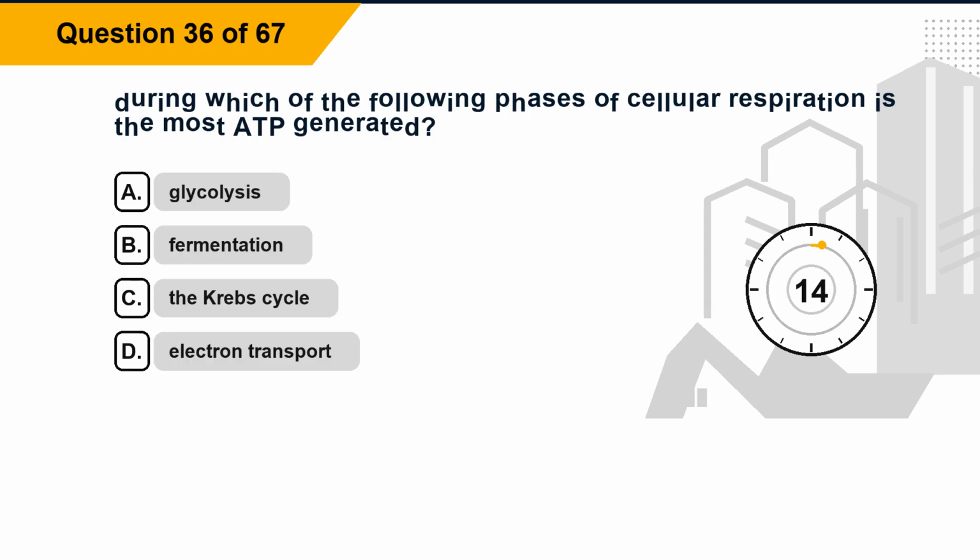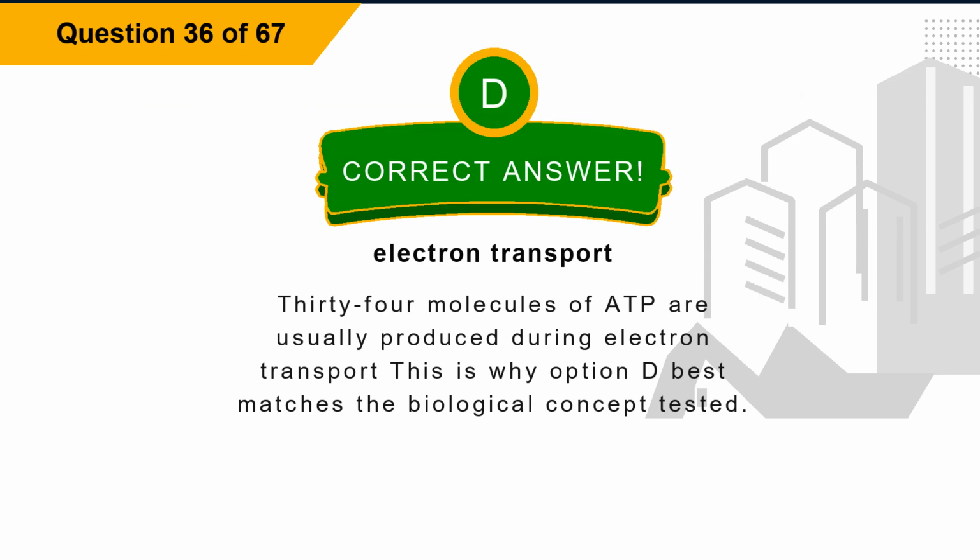Question 36. During which of the following phases of cellular respiration is the most ADP generated? Option A, glycolysis. Option B, fermentation. Option C, the Krebs cycle. Option D, electron transport. The correct answer is option D, electron transport. Explanation: 34 molecules of ATP are usually produced during electron transport. This is why option D best matches the biological concept tested.